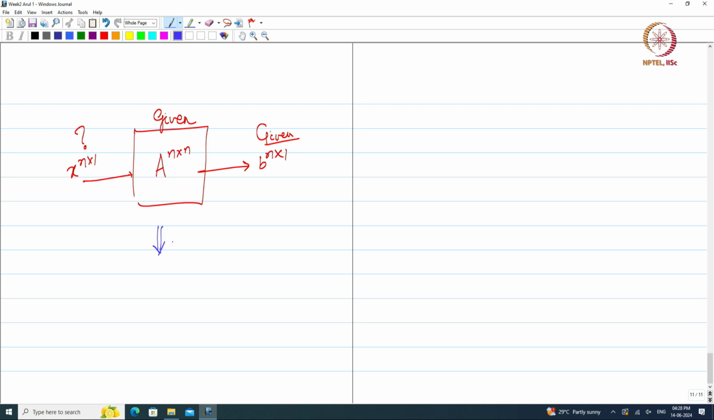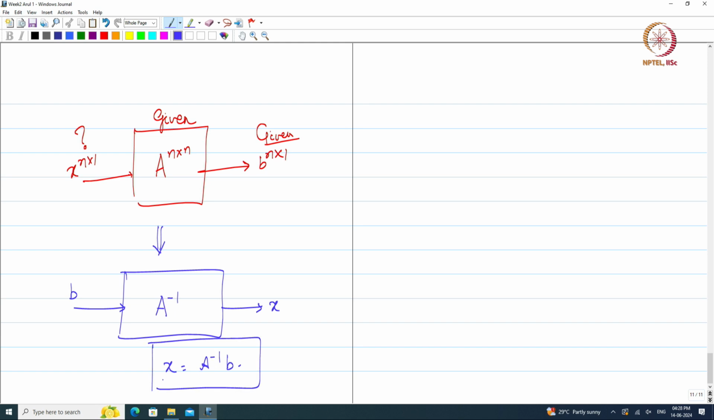Instead of looking at this problem as Ax is equal to b, we look at it as having this system A inverse for which you give this input as b, and then look at x is equal to A inverse b. The problem basically transforms to finding out the output from a system for which the input is basically b. Is that right? So this is what we need.